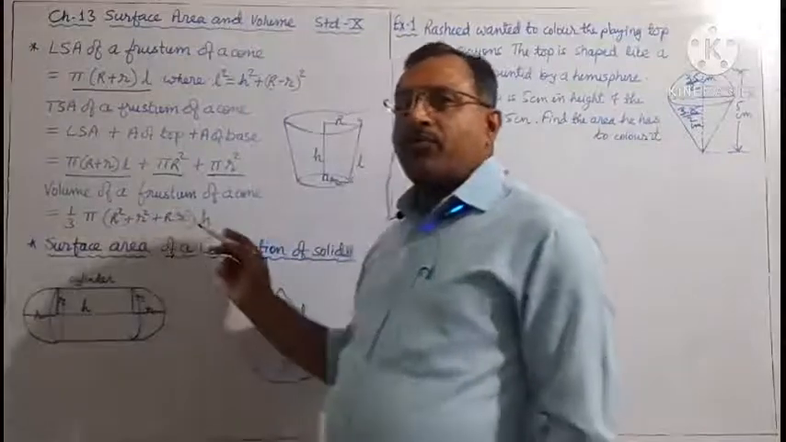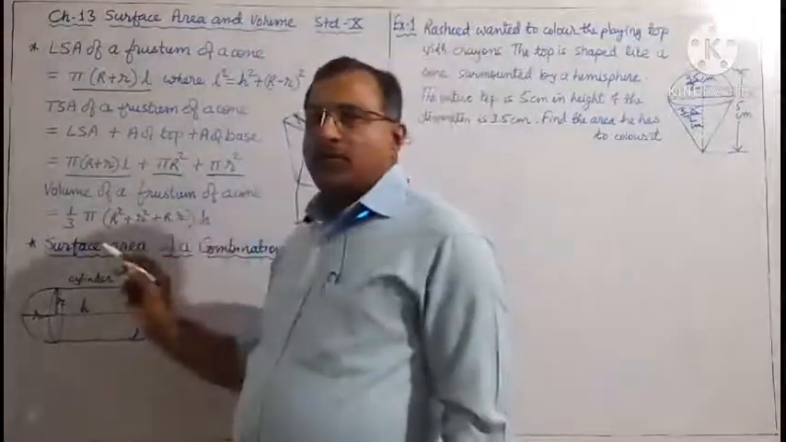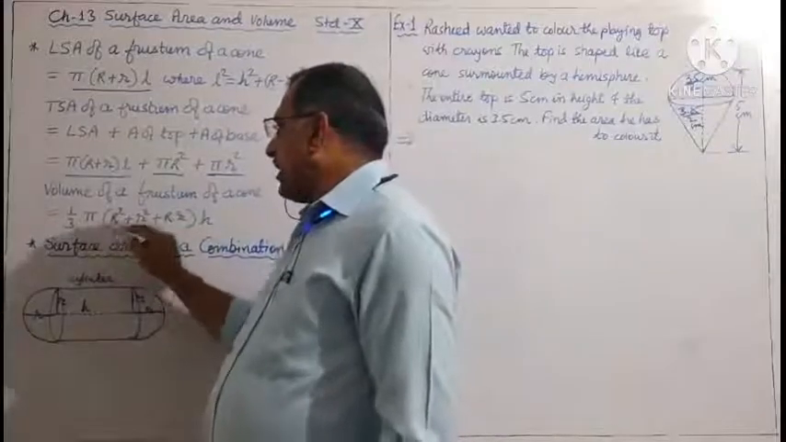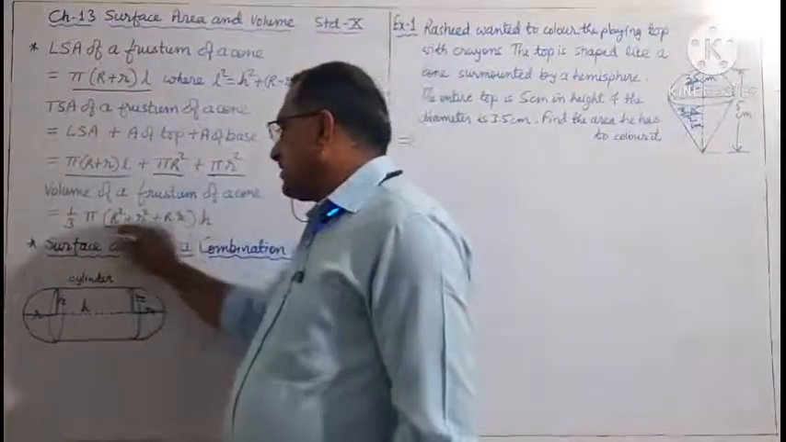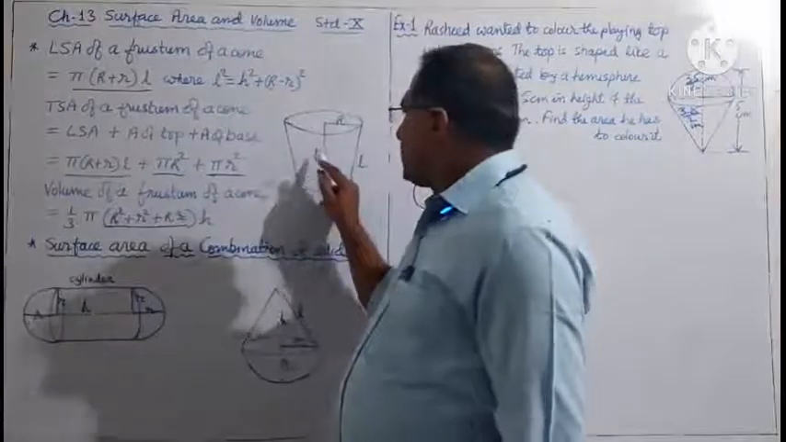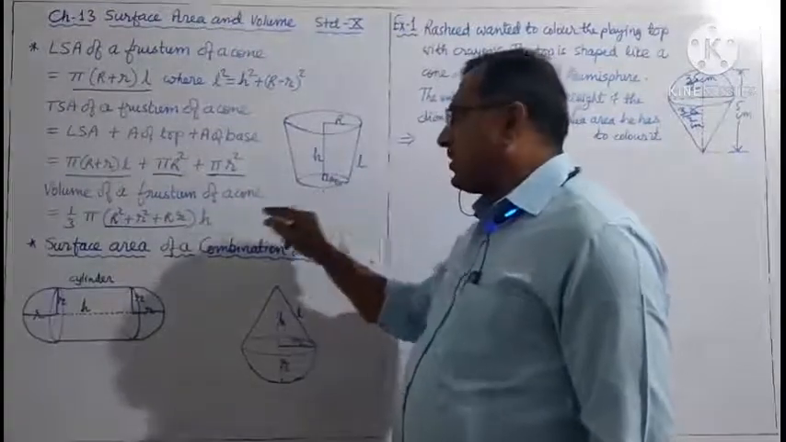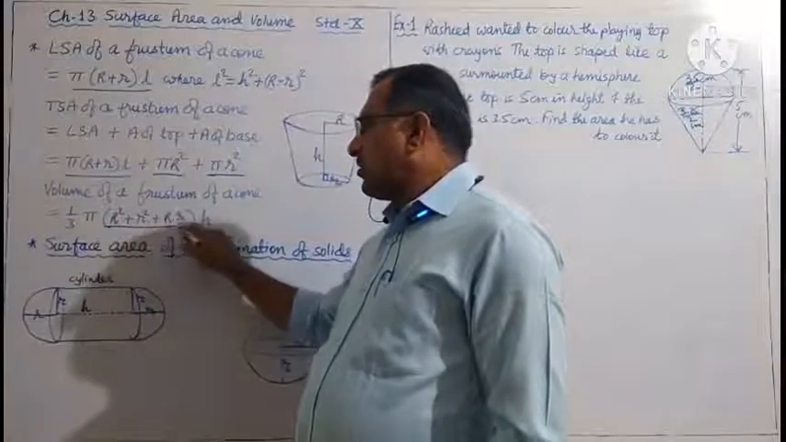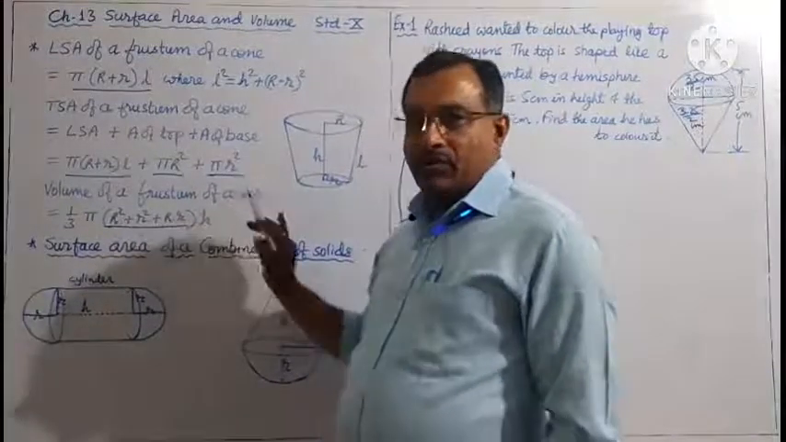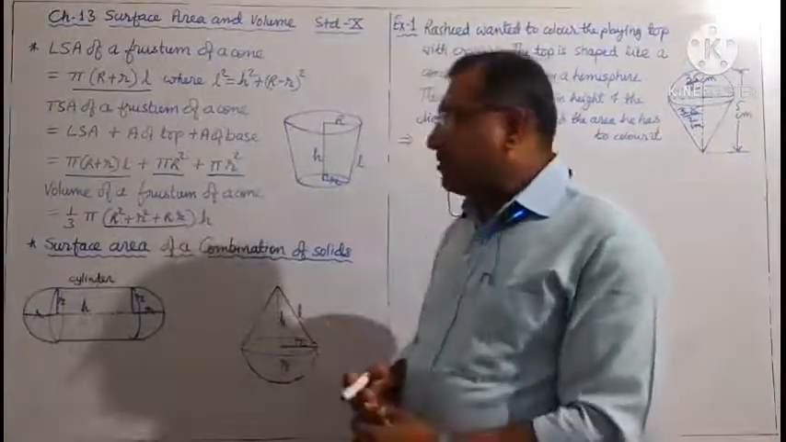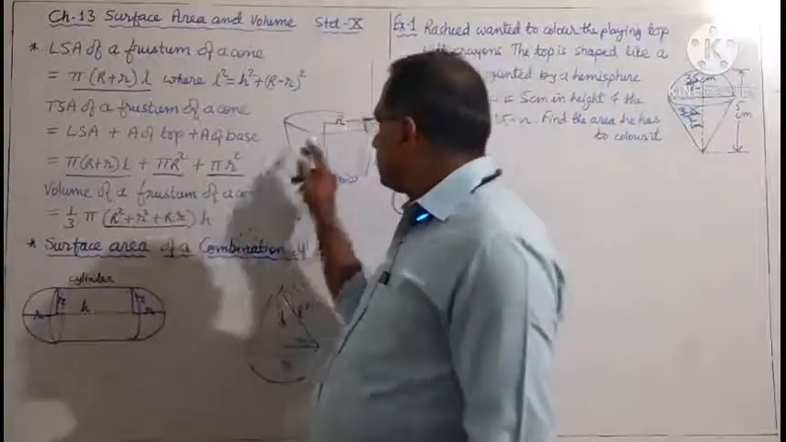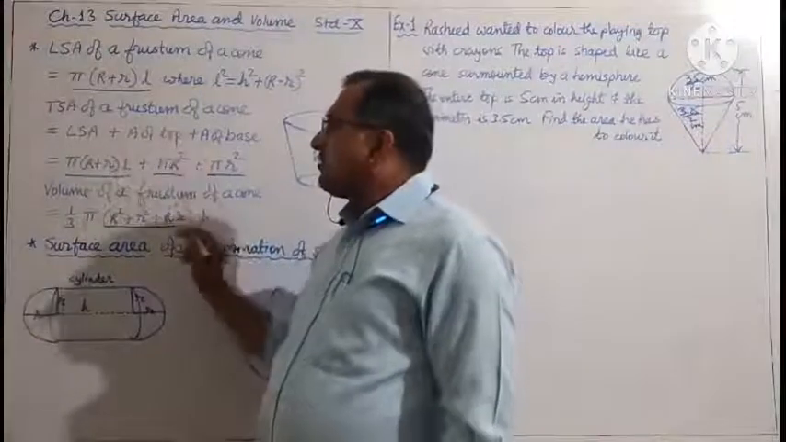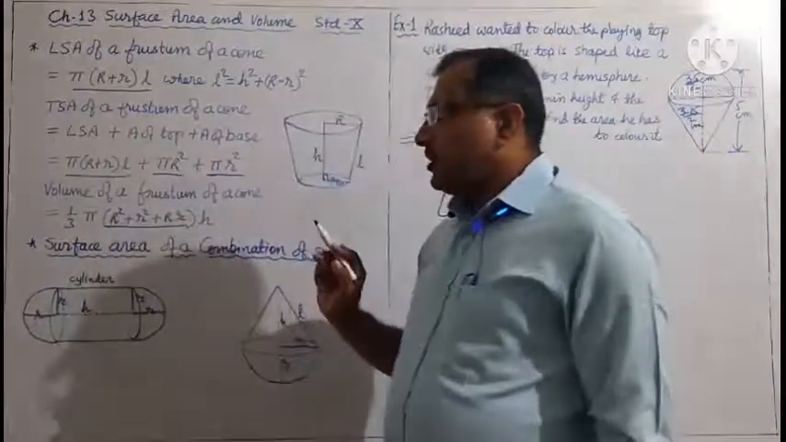So just like the volume of a cone, it is 1 by 3 of the volume of a cylinder. So 1 by 3 of pi r square h, but here it is capital R square plus r square plus R into r, not 2 times R into r, but R into r. That is, one is the radius of the top and the other is the radius of the base. So these are the formulas for the frustum of a cone.